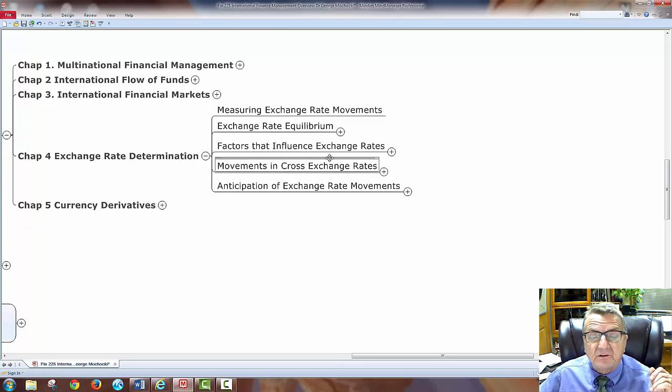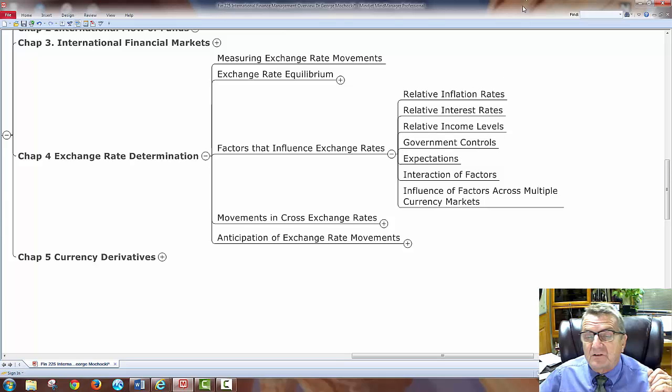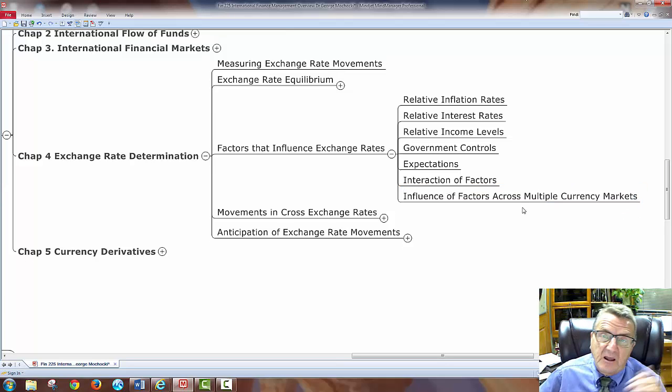Okay, factors that influence exchange rates, like anything else: relative inflation, interest rates, income levels of individuals, expectations, interaction factors, influence factors across multiple currencies. Something could have happened, some kind of war or some kind of natural event could affect the market. When Japan had the earthquake and the tsunami, it affected the markets for a lot of things, because they didn't have any replacements.